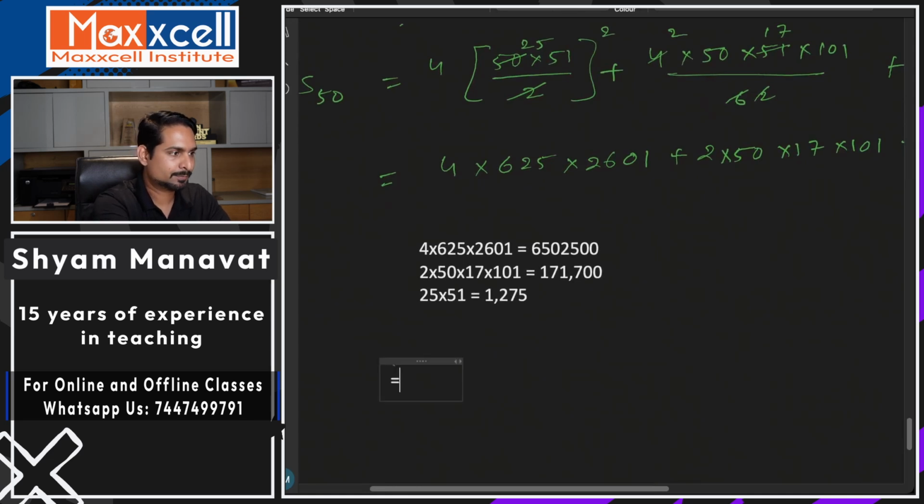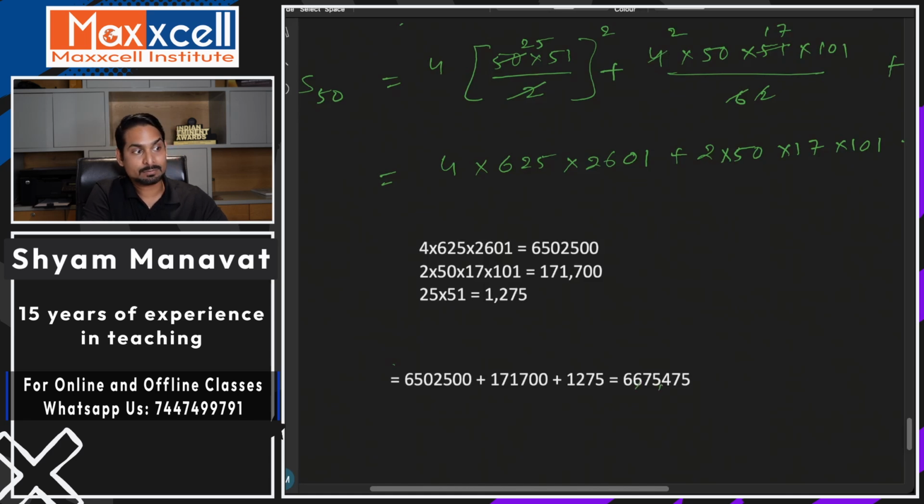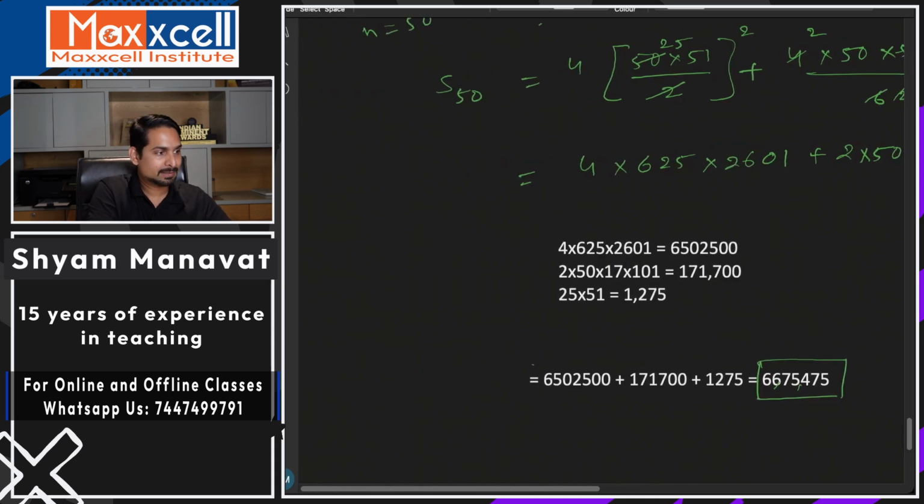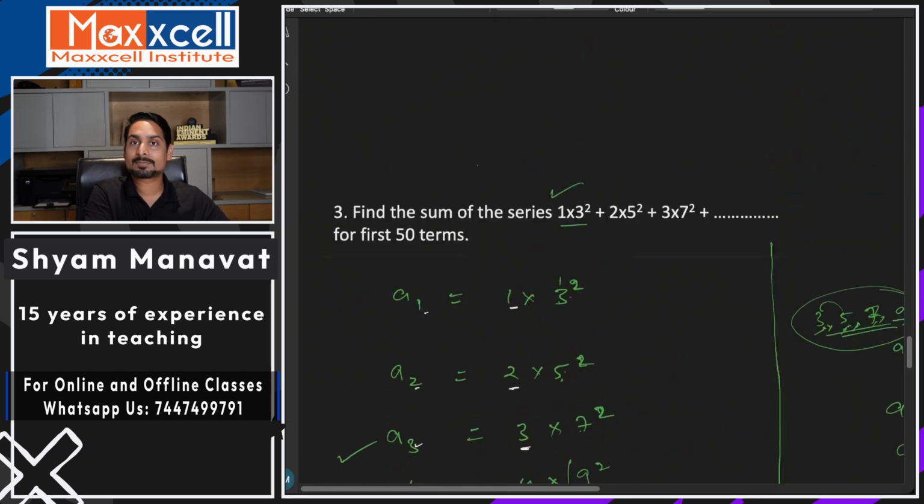We have 6502,500 plus we got 171,700 plus here we got 1275. That's equal to 66,75,475. Yes, amazing. That's the sum of 50 terms for the given series. Did you understand?